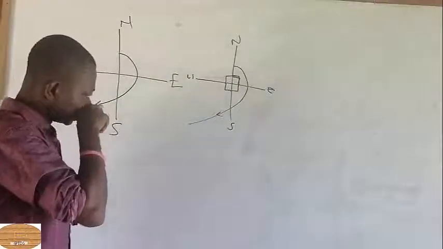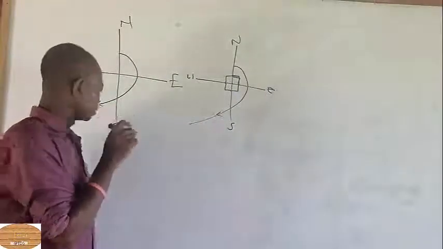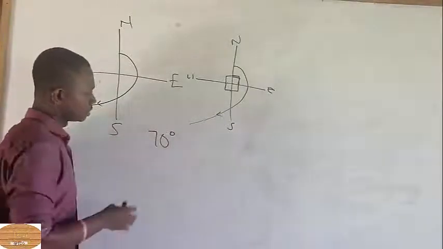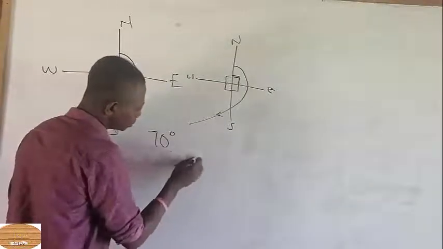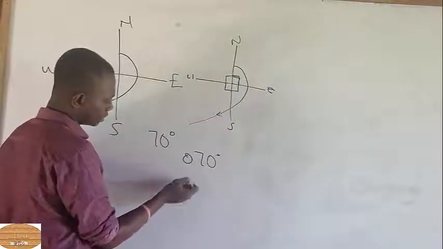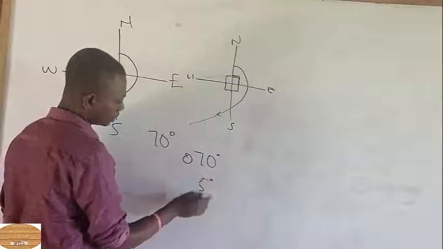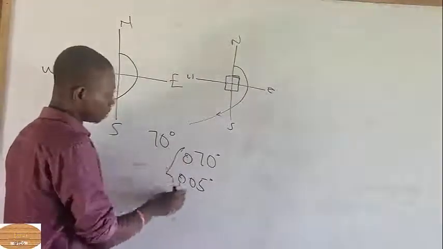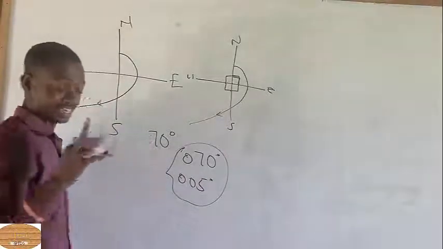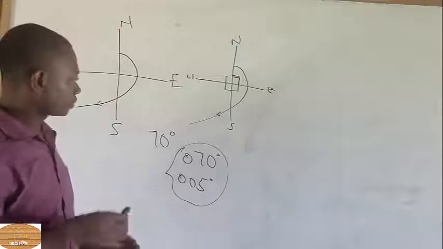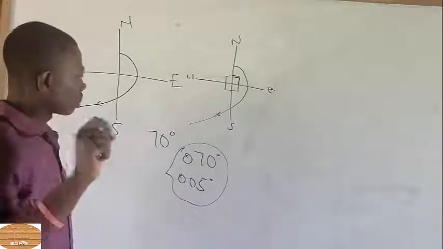Alright, the next thing is that the angle should always be 3 digits. So in case of, let's say, 70 degrees, it's supposed to be 0, 7, 0. In case of, let's say, 5 degrees, it's supposed to be 0, 0, 5 degrees. So the angle should be 3 digits. You have to always start from the north and rotate clockwise.